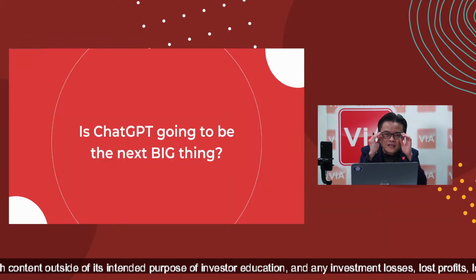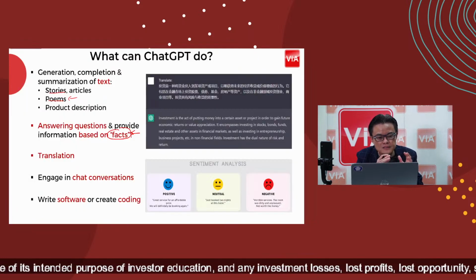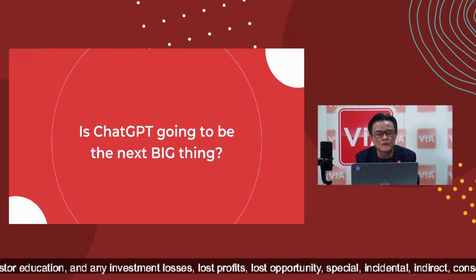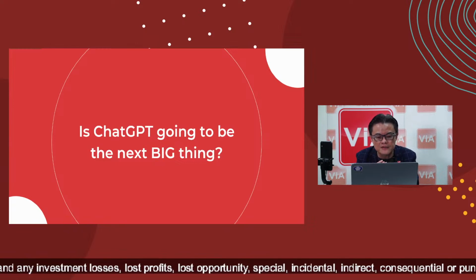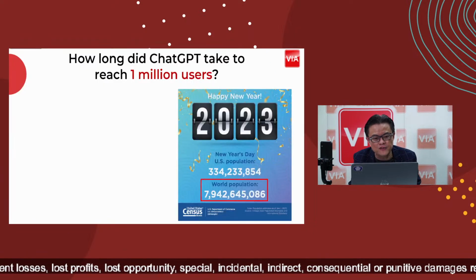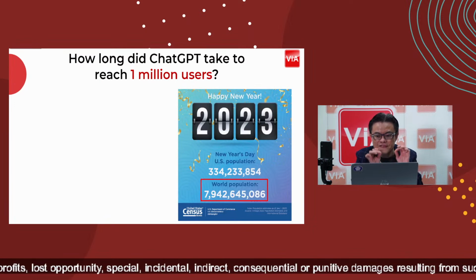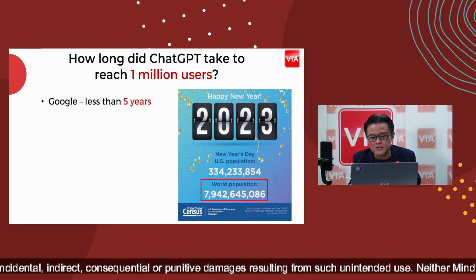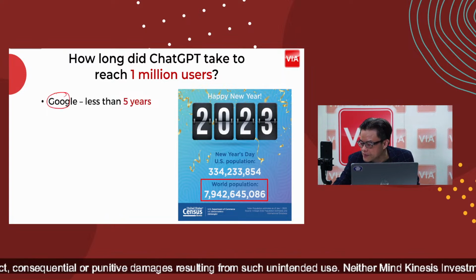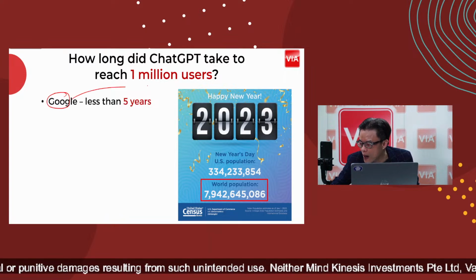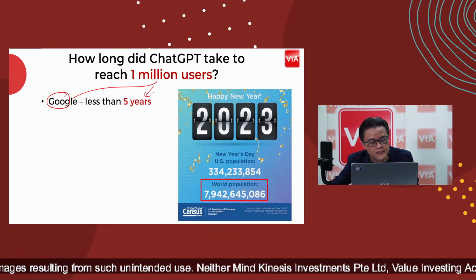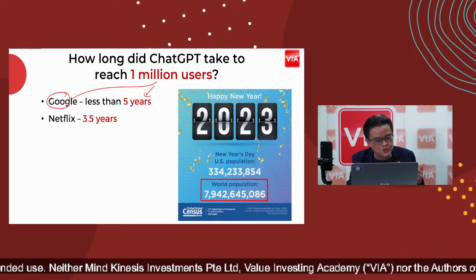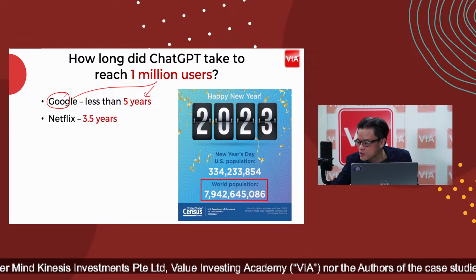After seeing the demonstration and all these so-called possibilities, of course the next question is: is ChatGPT going to be the next big thing? Can it make money for us? Now, I'm going to share with you some facts. These are facts. I think everybody knows what Google is. In order for Google to reach 1 million users, it took them 5 years. 5 years is really quite short. Netflix is 3.5 years.